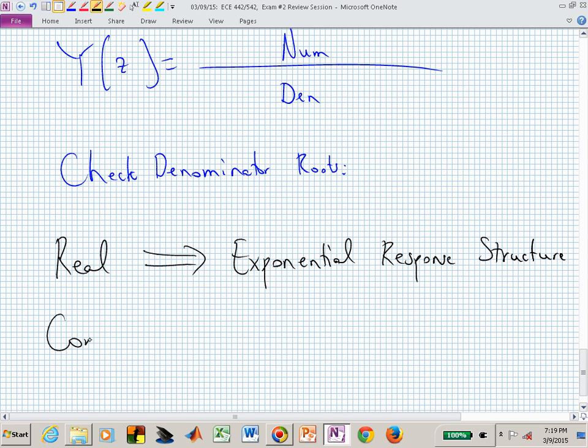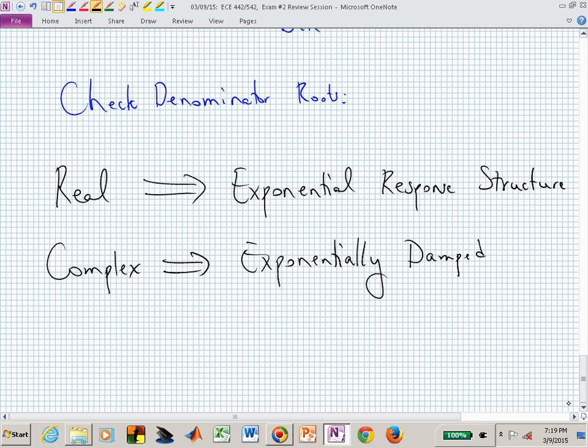If you have complex roots in your denominator expression, then we have exponentially damped sinusoidal response structure. And by sinusoidal, I mean that it contains both sine and cosine structure.